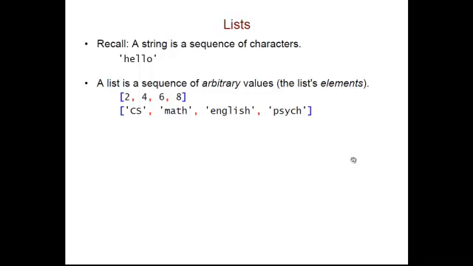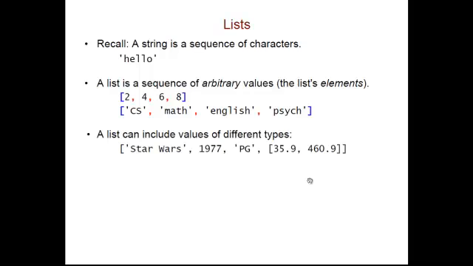And here we actually have a list with different types of values. So the first element is a string, the second element is an int, the third element is a string, and then the fourth element here is itself a list. So you can have a list that is nested inside another list.